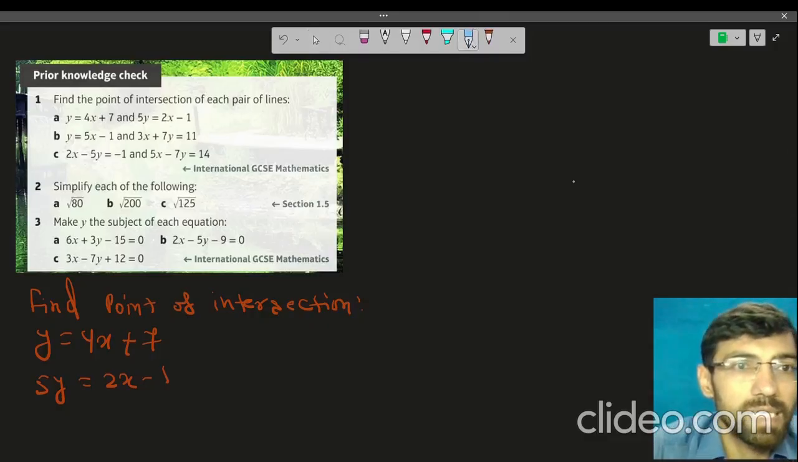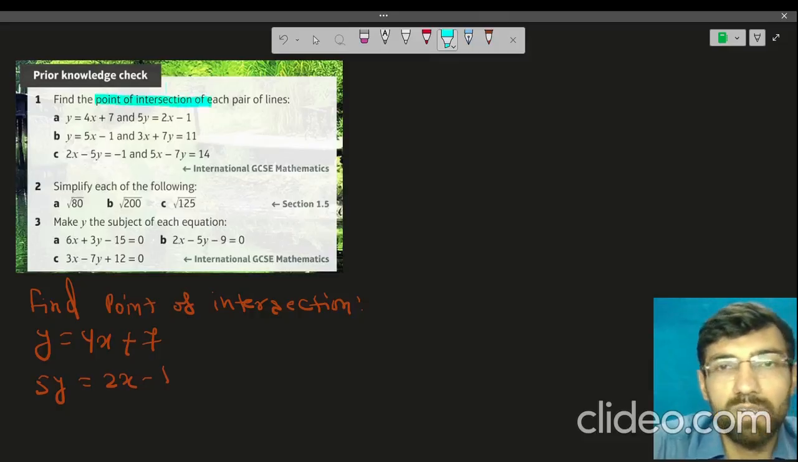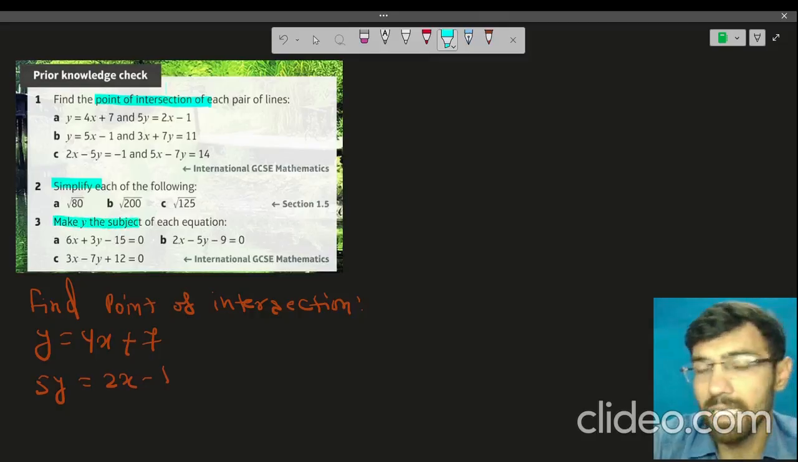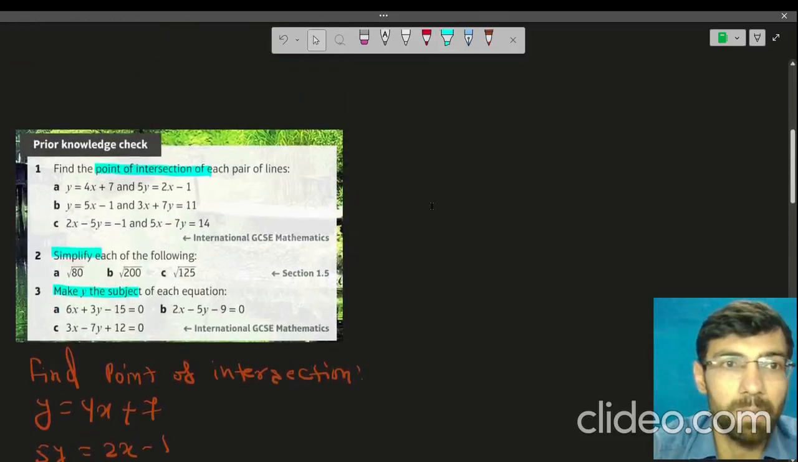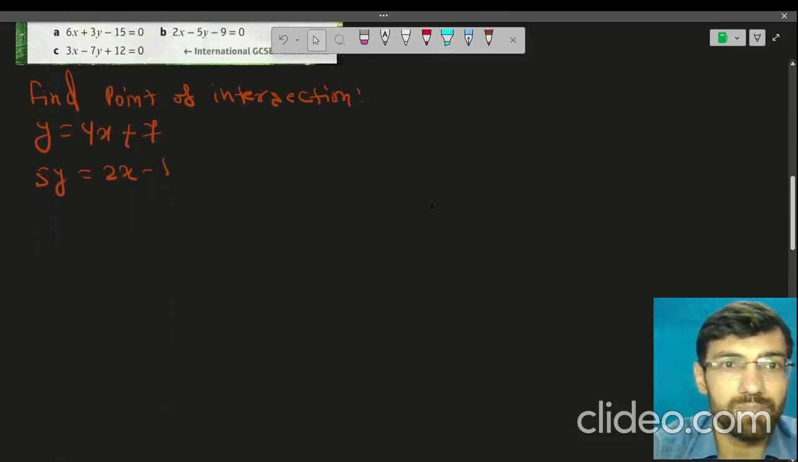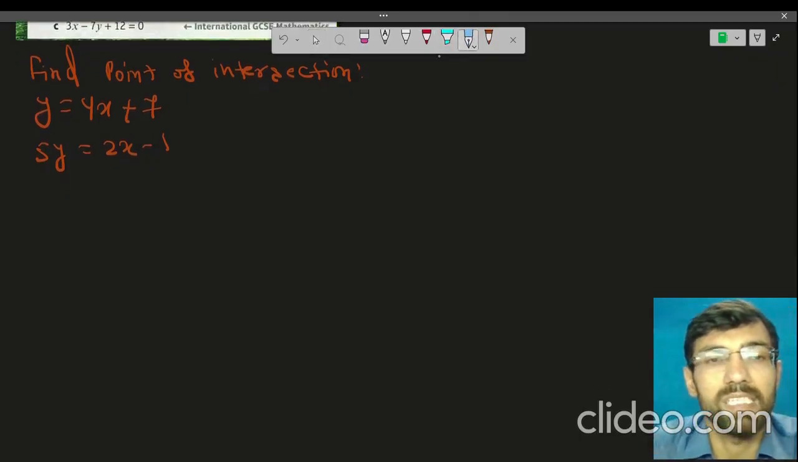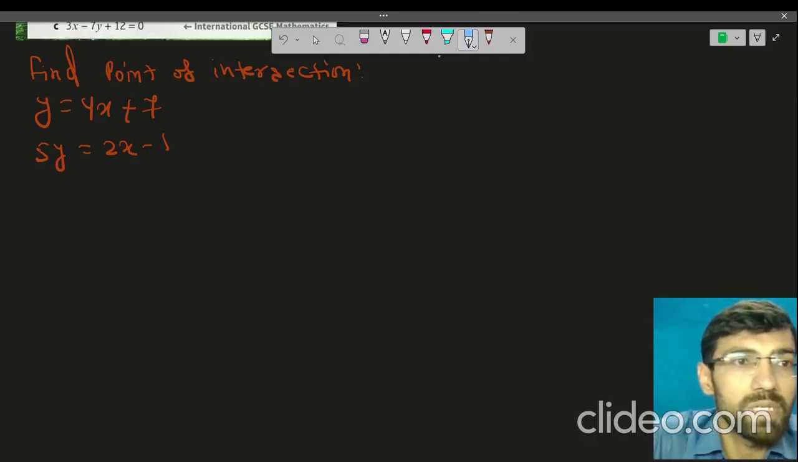So what we have to understand, we have to find how to find the point of intersection of two lines. First thing we will learn this. Next, simplifying surds, means simplifying square root, simplifying cube root like this. And next is making y the subject. Let us quickly cover the prior knowledge. Okay, so we will start from here. So question number one starts from here.